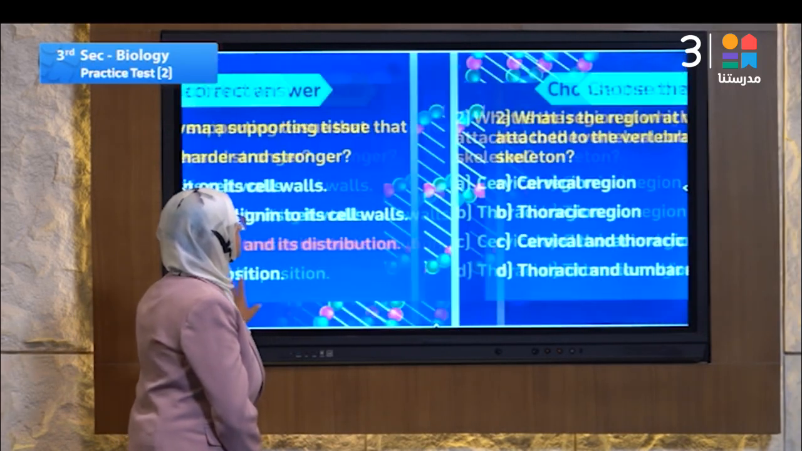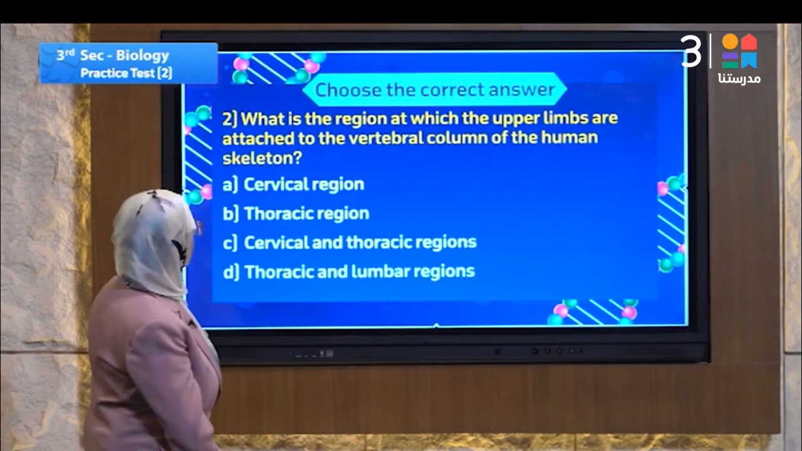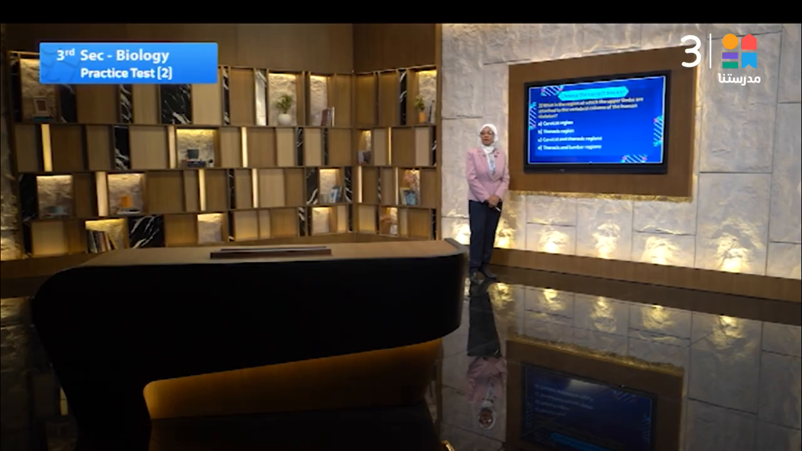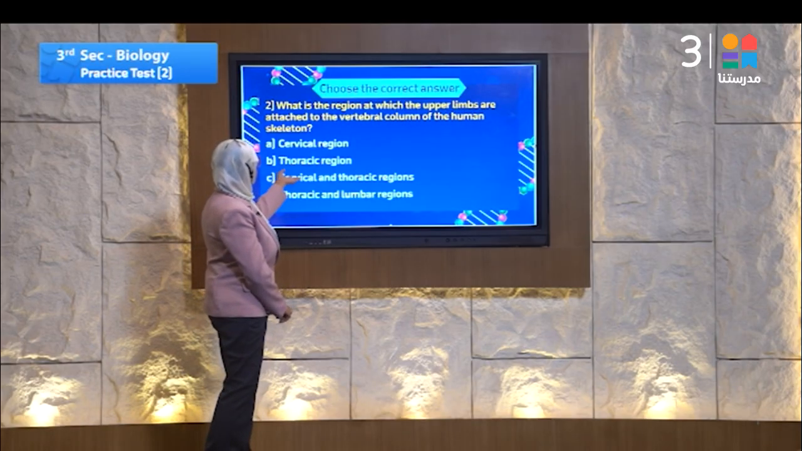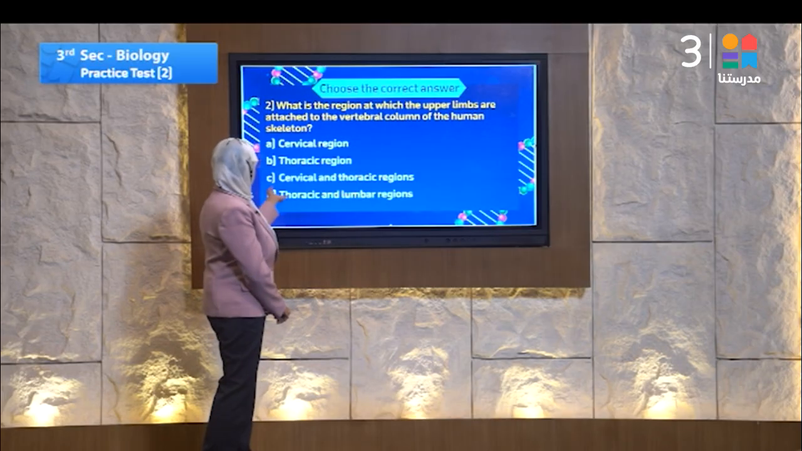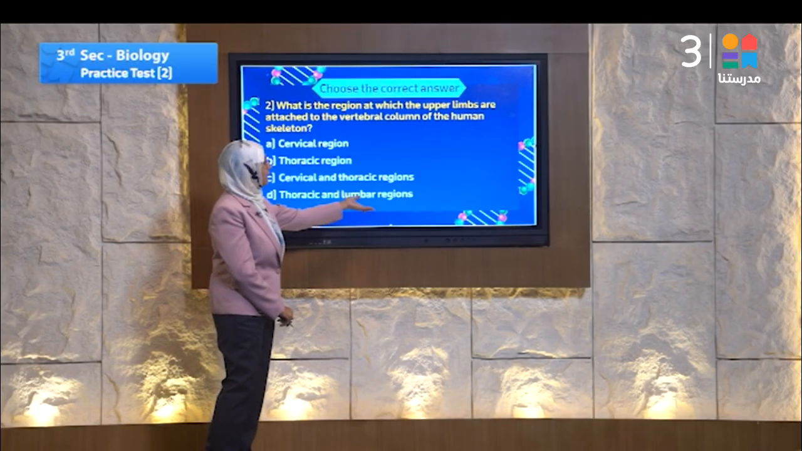Question number 2 speaks about the region. What is the region at which the upper limbs are attached to the vertebral column in the human skeleton? Here he asks about the area of attachment. The upper limbs are attached to the vertebral column by the cervical region, thoracic region, cervical and thoracic region, or thoracic and lumbar region.